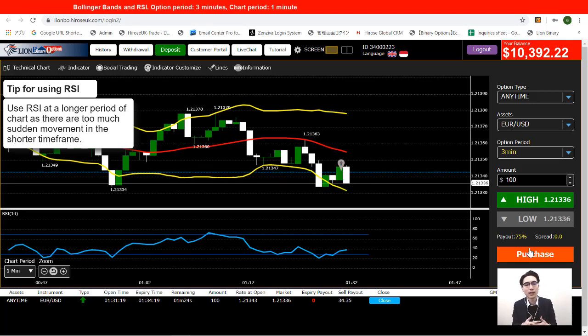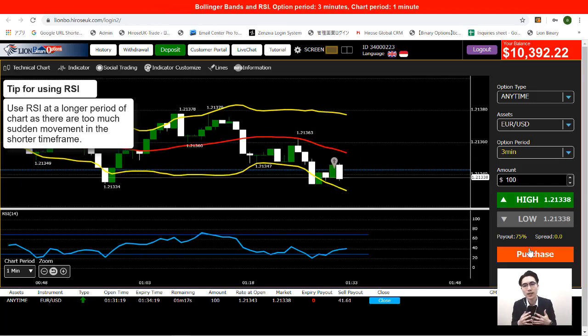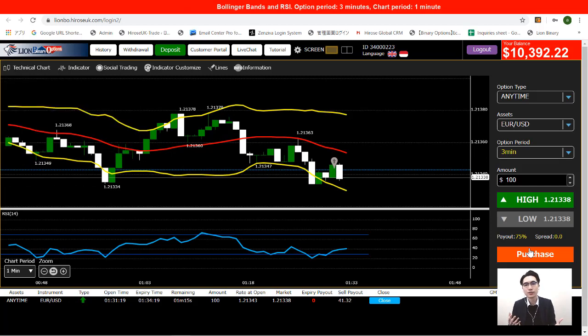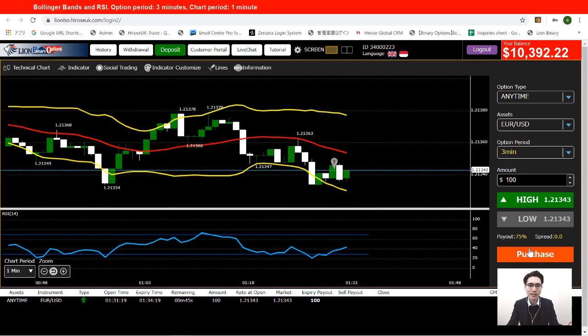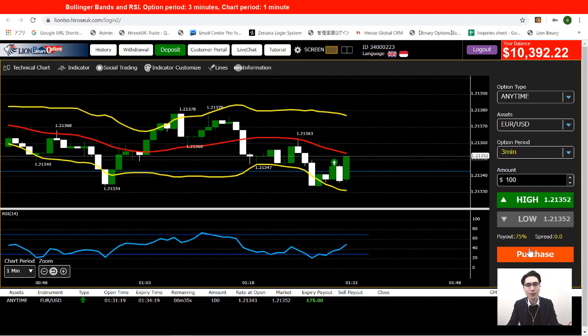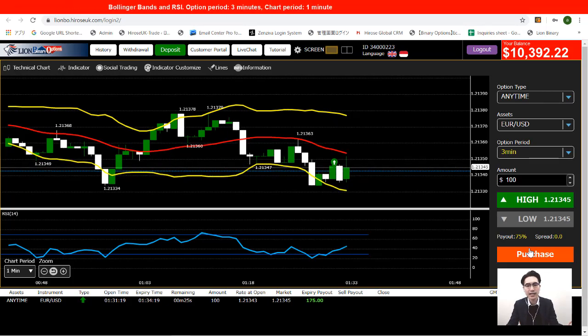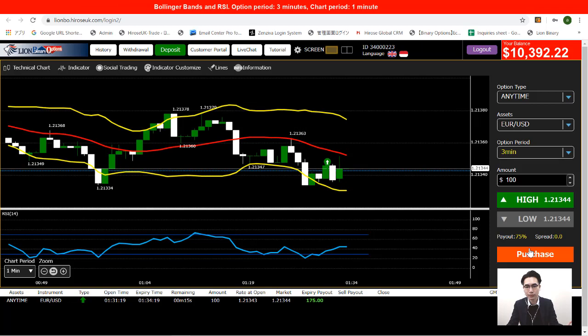So that's why I would suggest you use a longer period of chart, at least 1 minute. So that's why I'm using a 1 minute chart here to trade with 3 minutes options. So that's the thing you need to keep in mind when using this strategy. So well, I still have a lot of time here, so I will just fast forward the trade and jump straight to the result.